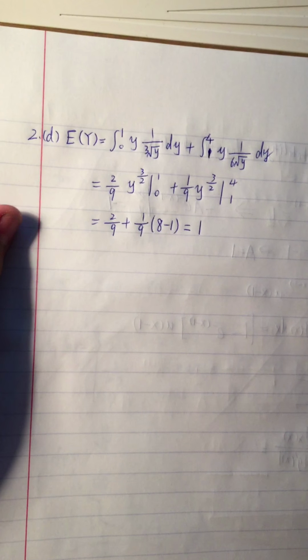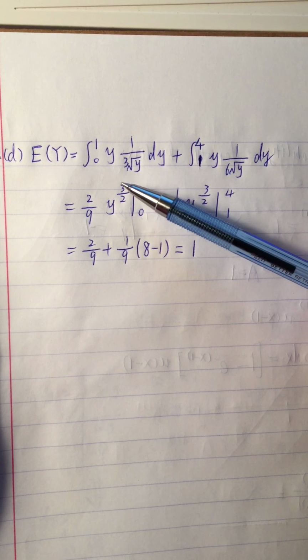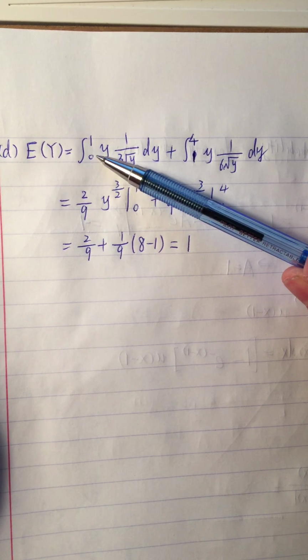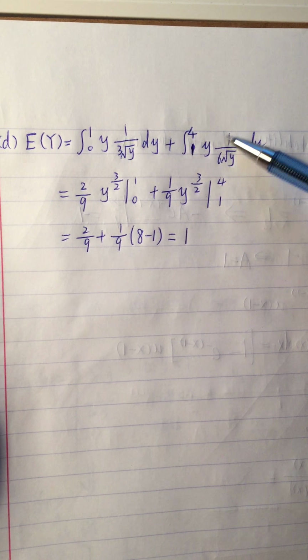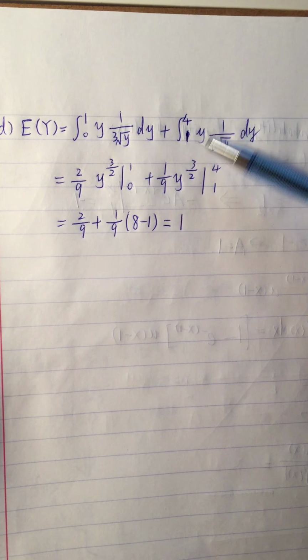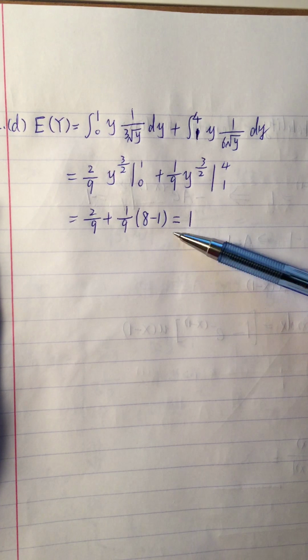For the last question of question 2, E[Y] is equal to the integral from 0 to 1 and 1 to 4. 0 to 1 is this, and 1 to 4 is like this. So we can calculate it. After that, we get that E[Y] is equal to 1 finally.